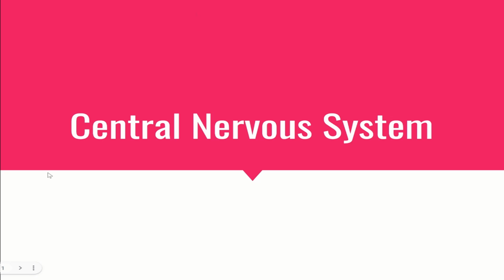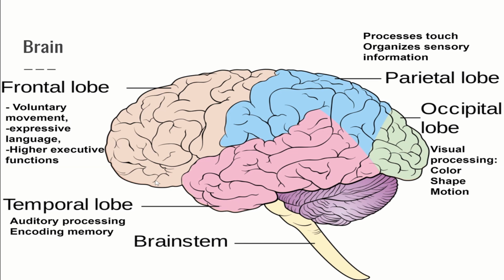So, welcome to the central nervous system, our second nervous system video. First, let's talk about the parts of the brain. This is an exterior view of the brain, and we're looking at the lobes. We have the frontal lobe, which sits behind your forehead. We have the temporal lobe, which sits behind your jaw and ear. The parietal lobe sits right on top of your brain. It is right underneath like your skull cap.